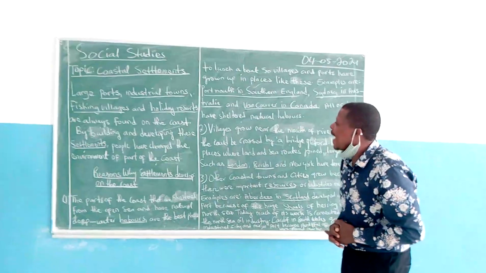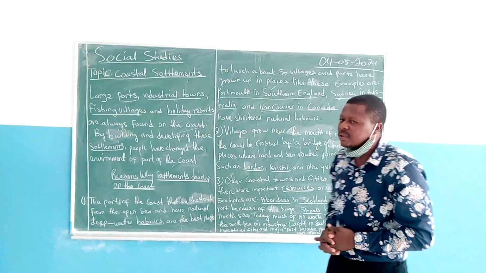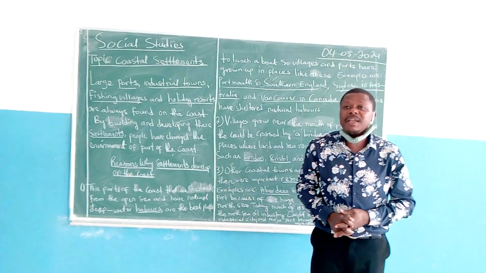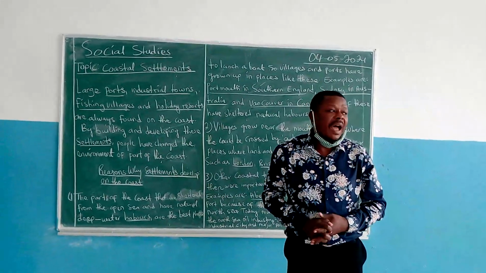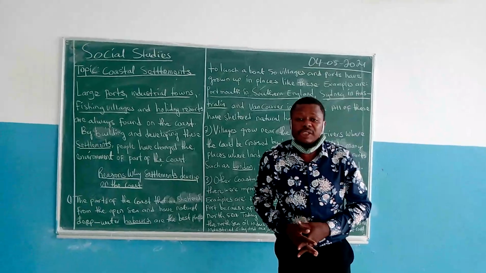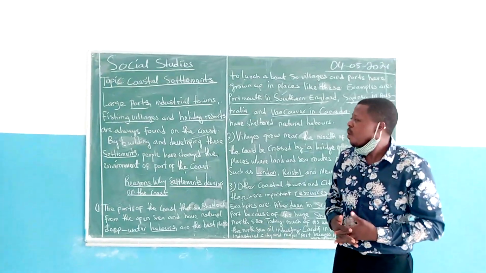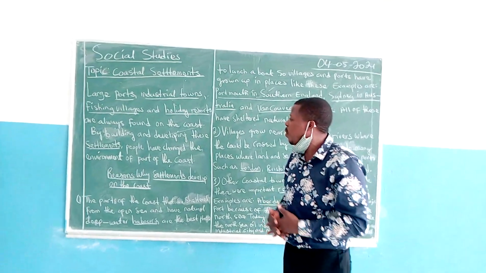Today we are looking at coastal settlements. What is a coastal settlement? Settlements are places where people live, houses, industries, and things like that. So why do these places grow? Why do settlements grow on the coast?